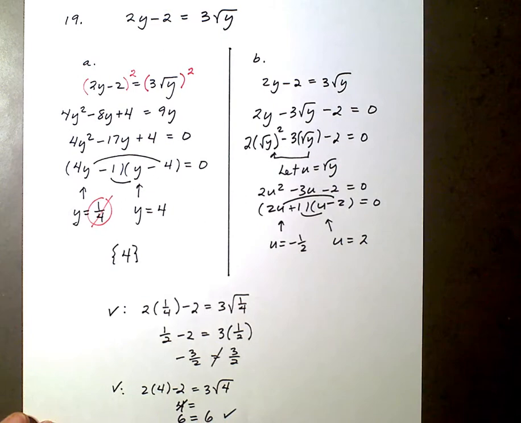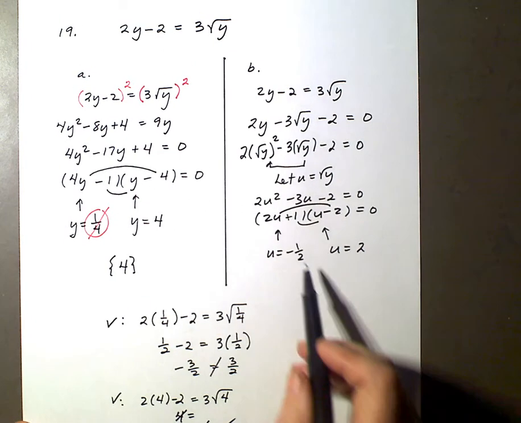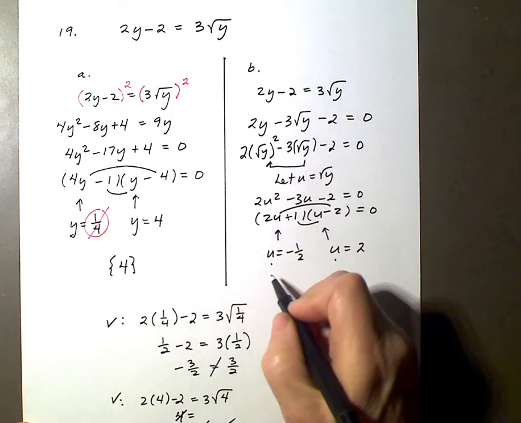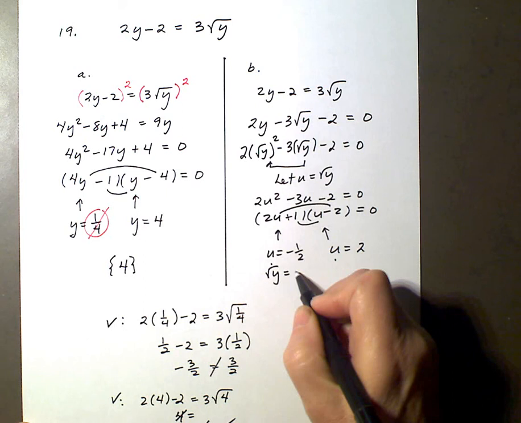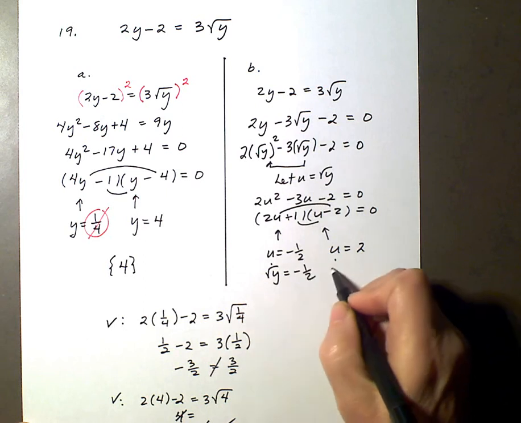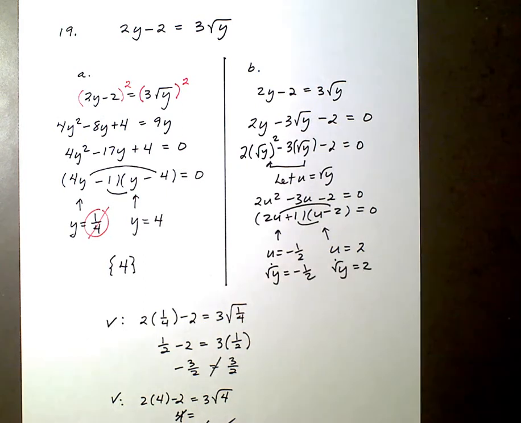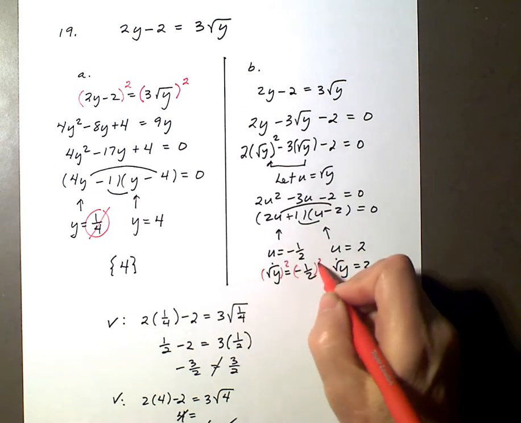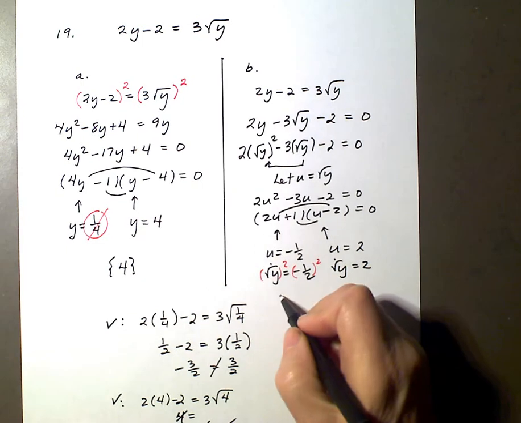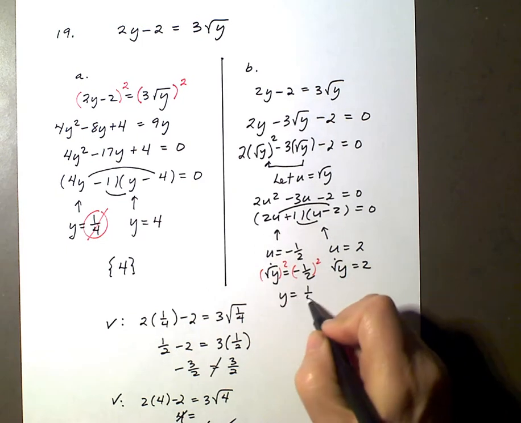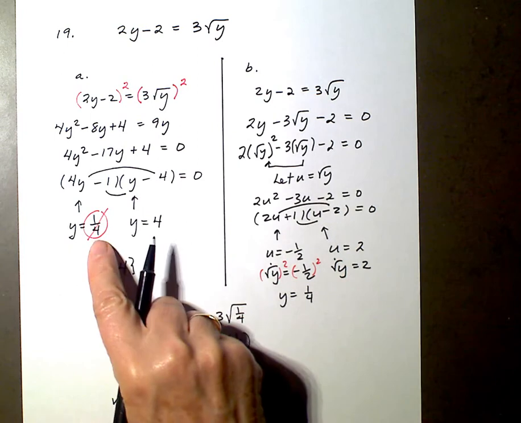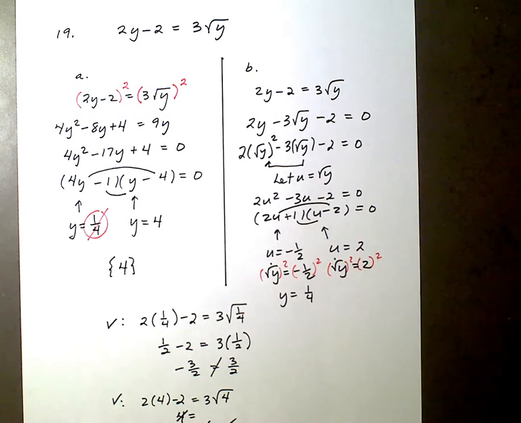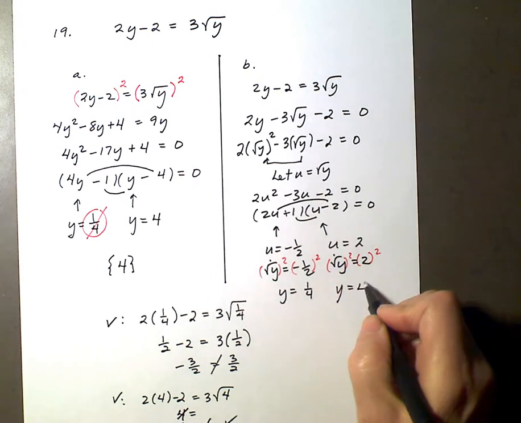Now remember, my job wasn't to solve for u, it was to solve for the square root of y. So I will now back substitute for those u's. It was temporarily representing the square root of y. So to get y solved for, I'm going to square both sides. So I get y is equal to, when I square negative 1/2, I get positive 1/4, just like I did here. And when I square the 2, of course, I get a 4, just like I did here.